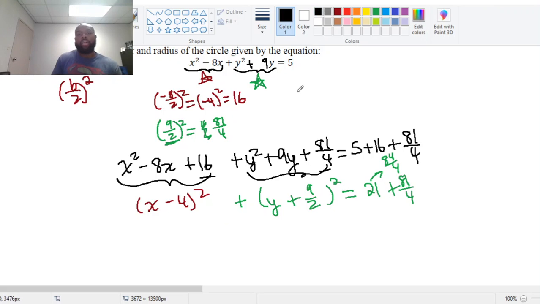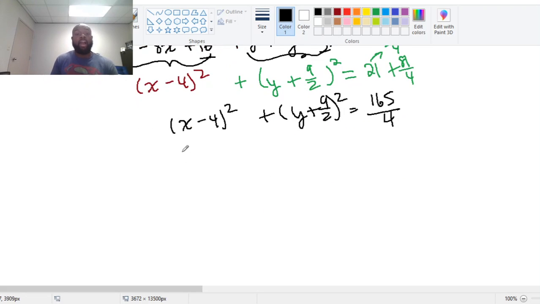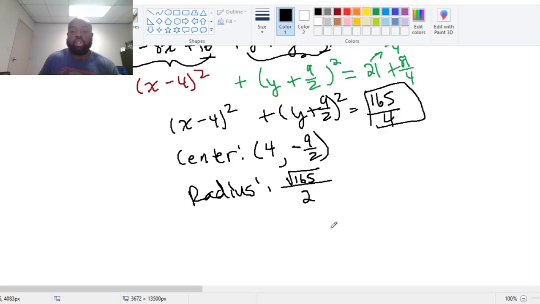And so if I wanted to write my equation, it's going to be an x minus 4 quantity squared plus a y plus 9/2 quantity squared. And that's going to equal 84 plus 81, which is 165 over 4, right? And so here I can see that my center is the value that I'm subtracting from the x, which is 4. And this is the value that I'm subtracting from the y, which is a negative 9/2. And our radius is, well, it's sitting here squared. So if I take the square root of that, I'm going to get the square root of 165, and the square root of 4 is 2. So I have the center and radius of that circle.